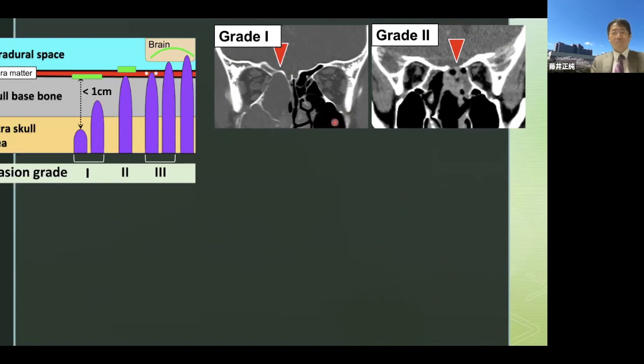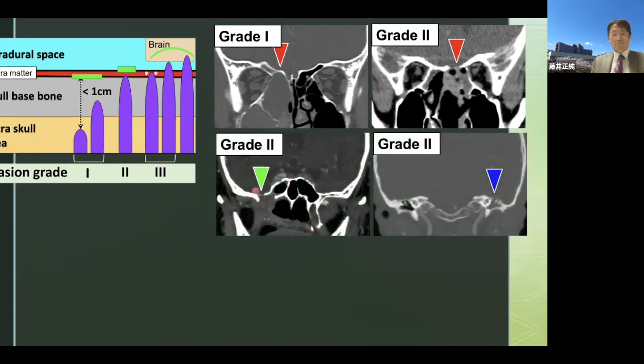This case is grade one because the skull base bone is still intact. The tumor may attach to the lower, inferior surface of the skull base bone, but has not reached the upper surface. So this is considered to be grade one. And in the next image, as you can see, a part of the skull base bone here is already eroded. That means the tumor has probably reached the skull base bone, but not the intracranial space, and the dura mater is still intact. So that is grade two.